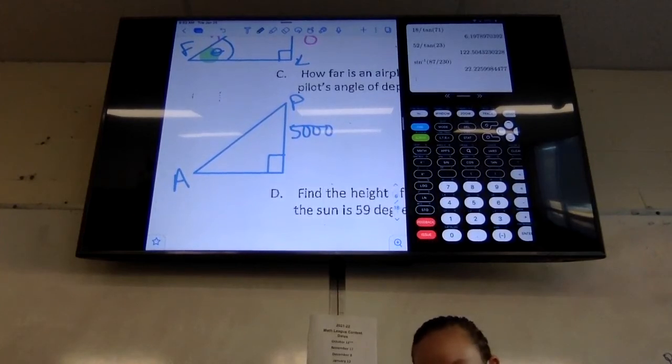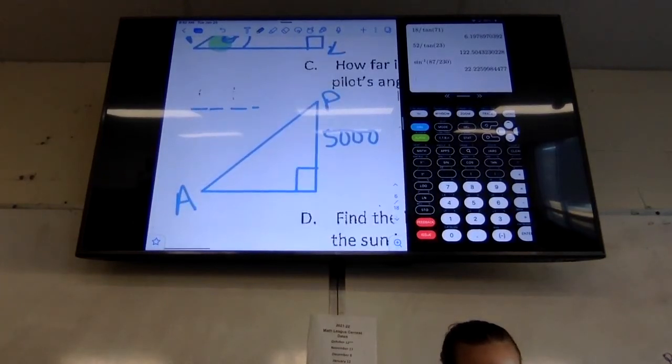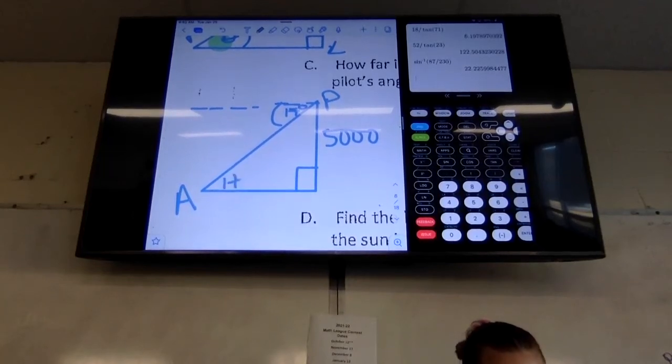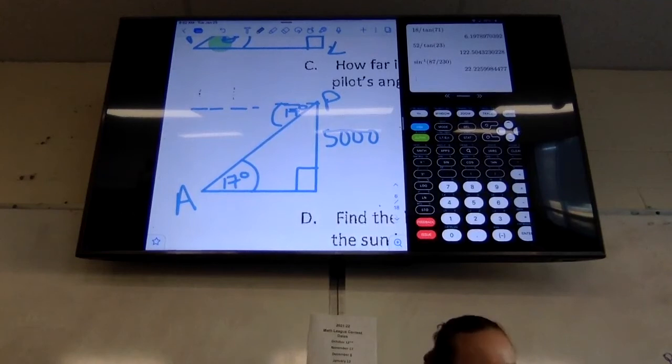And then it says the pilot's angle of depression to the airport is 17 degrees. So we can draw our angle of depression. We also can remember which other angle is 17 degrees? A. Very good. And then it says, how far is the airplane from the airport? Which distance is that?